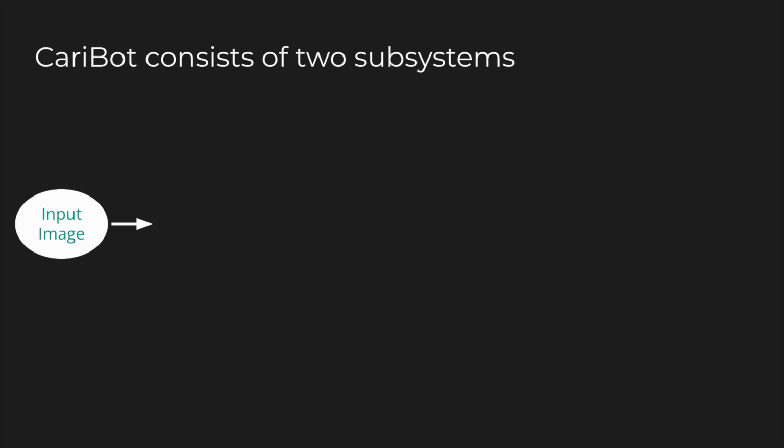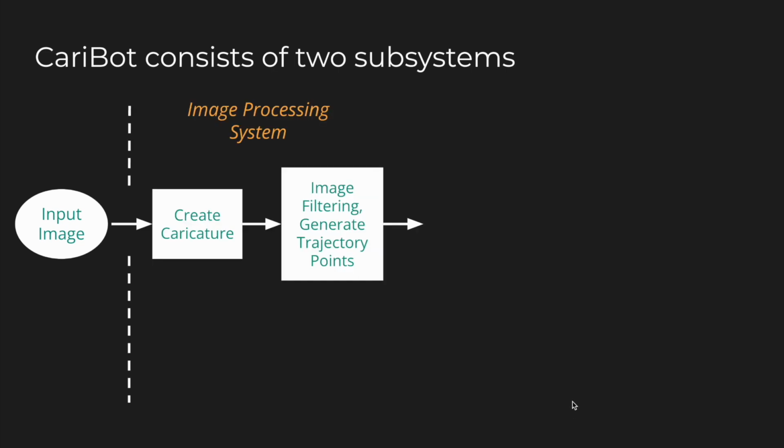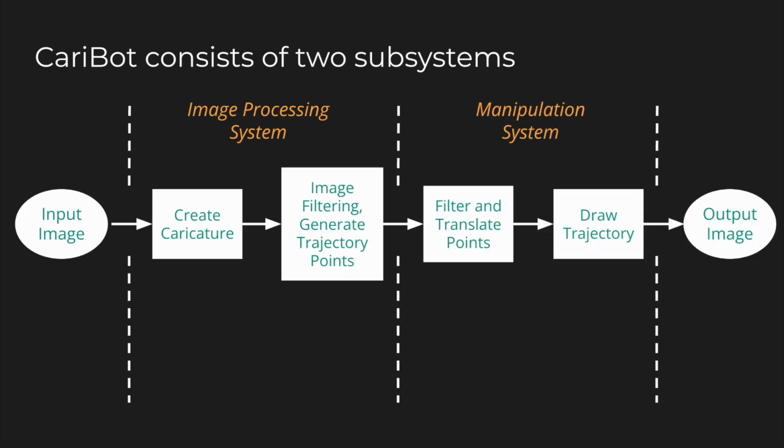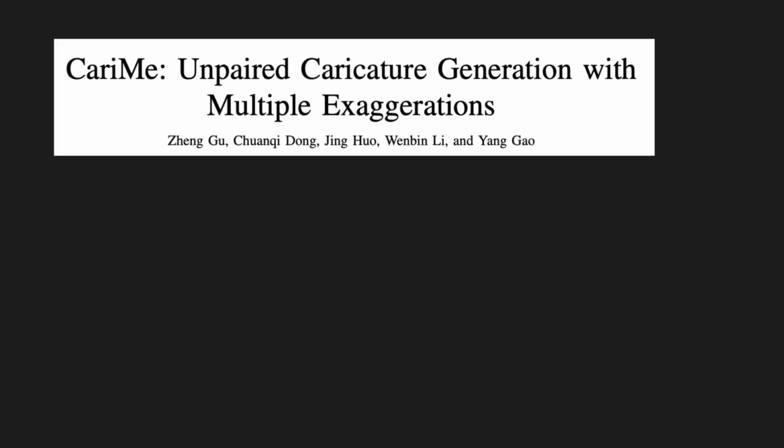So CariBot consists of two subsystems. Given an input image, we feed it into our image processing system, and then that generates a set of trajectory points that the manipulation system then uses to draw the actual output image. Now the first step in our image processing subsystem is to create a caricature from a given input image. To do this, we referred to the CariBot paper by Gu et al. and recreated their machine learning model in Google Colab.